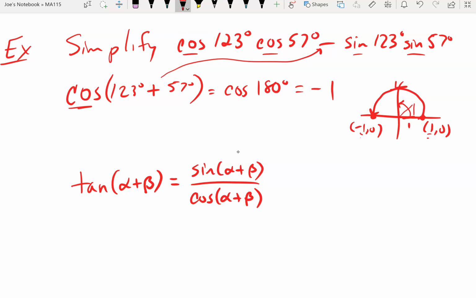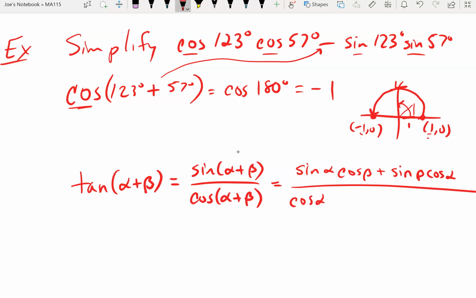And now I do have a sum formula for each of these, don't I? We agree? Yep. So the top, sine of alpha plus beta is what? How do we write that down? Sine alpha cosine beta plus sine beta cosine alpha. Good. And then on the bottom, how will we write it down? Cosine alpha cosine beta minus sine alpha sine beta. Good. Now, this would be a perfectly acceptable way to do tangent of alpha plus beta.